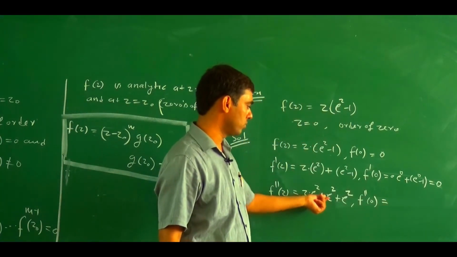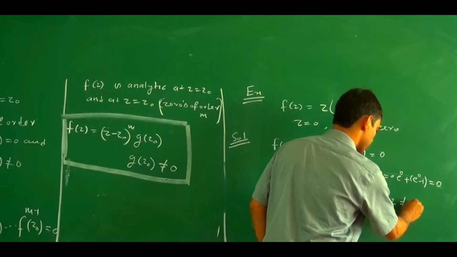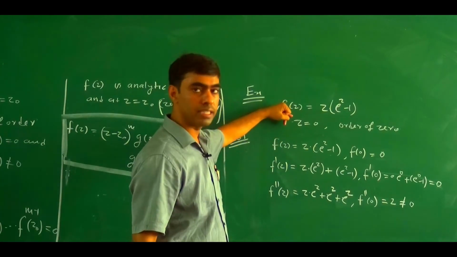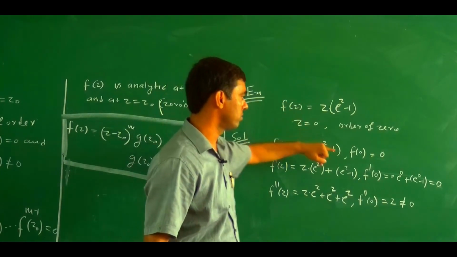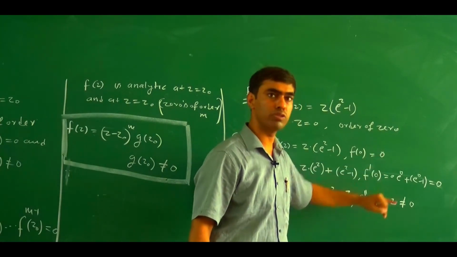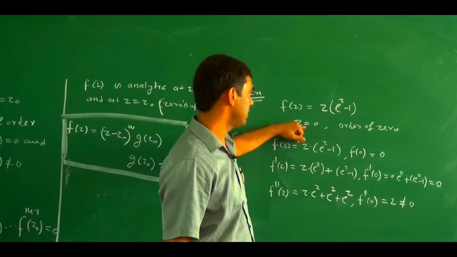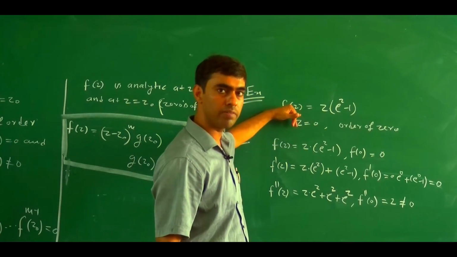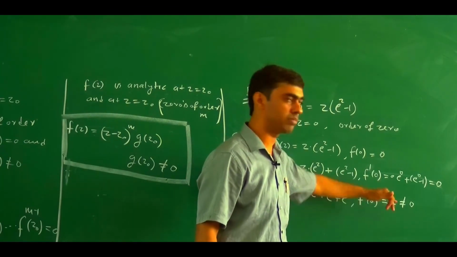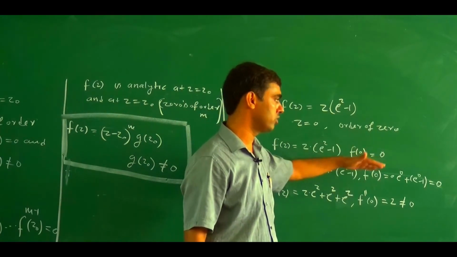This one becomes 0, e^0 and e^0, this becomes 2, and this one does not equal 0. So what we conclude here: since f(z) is analytic at z equals 0, f(0) equals 0, f'(0) equals 0, but f''(0) does not equal 0, then we say that at z equal to 0, this function has a zero of order 2. Why a zero of order 2? Because the second derivative does not equal 0 and all previous derivatives f(0), f'(0) equal 0 at z equal 0.